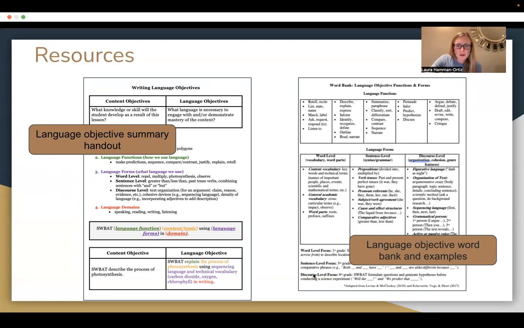So I hope these resources are helpful as you begin drafting your language objectives. And I wish you well as you begin that process.